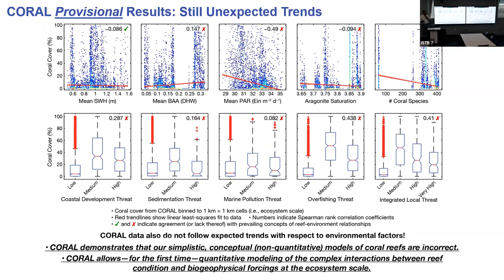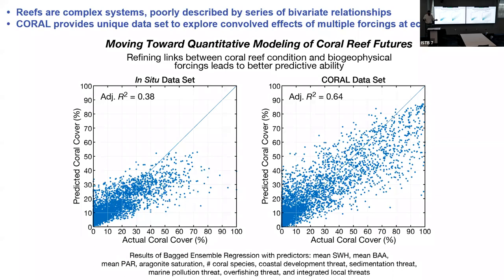However, reefs are complex, and these are all X versus Y plots. So maybe it should be a little bit more complicated than that. So multivariate analyses, try to build a more complex model. This is a bagged ensemble of regression trees for the in-water data. We can explain 38% of the variability of coral cover. For the airborne data from the coral mission, we can explain 64% of the variability. That's an improvement. We still can't explain 36%. So there's more going on about how reefs work.